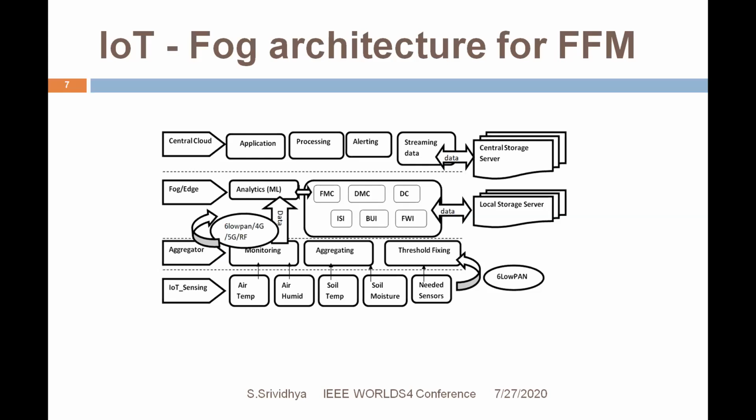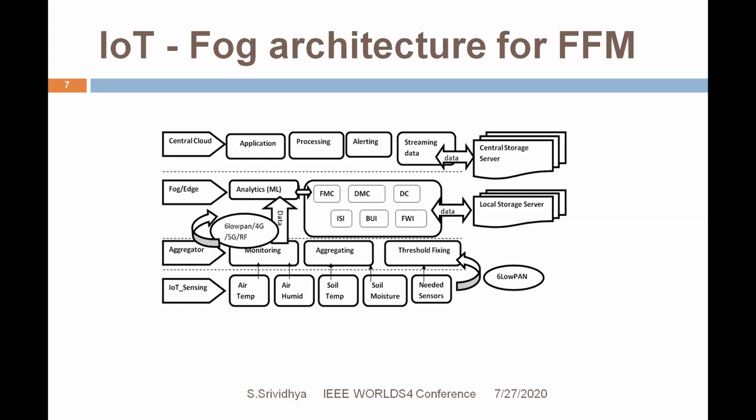Then all the data are collected at the aggregator level, where we are going to initialize the sensor nodes. That is, a node or router will have more power when compared with the sensing devices. So here aggregation is based upon the data, what type of data will be coming from the sensing layer. We are aggregating here.